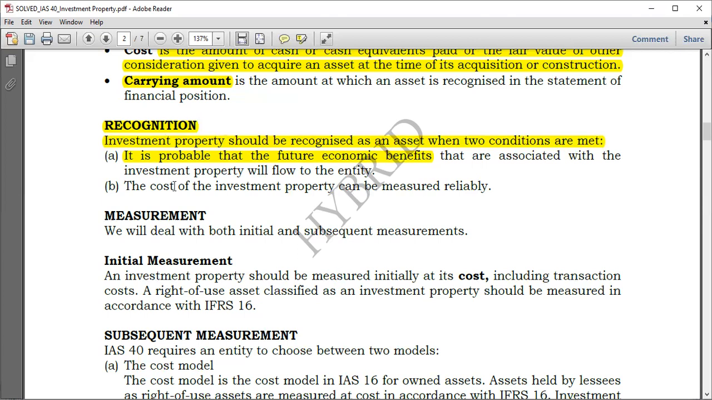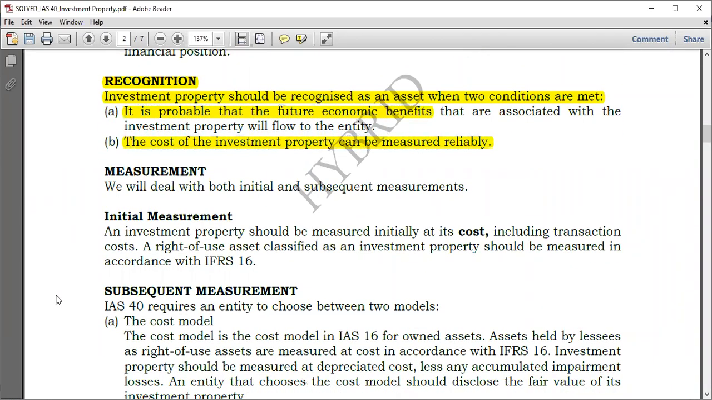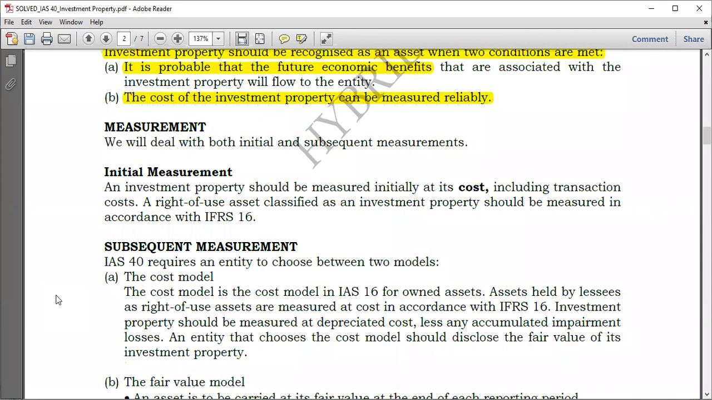And so here comes the condition: the cost of the investment property can be measured reliably. As long as you have a reliable measurement, you can go ahead. Don't worry about this. Even when you study PPE, property, plant, and equipment, you will find the same conditions to recognize an asset. We have just spoken of measurement. Now you need to know how to measure it so that you can truly recognize it.